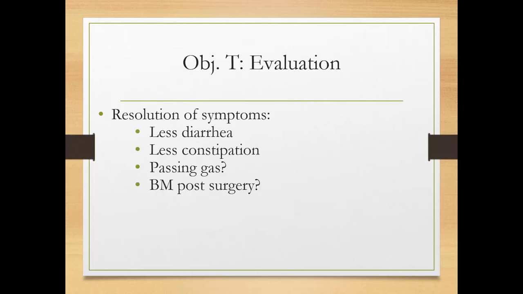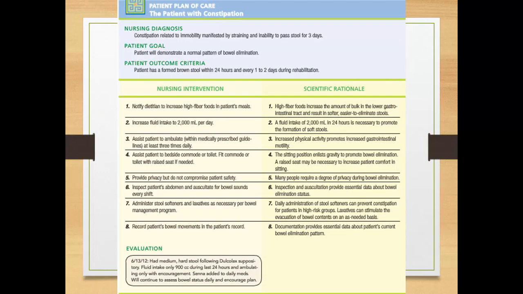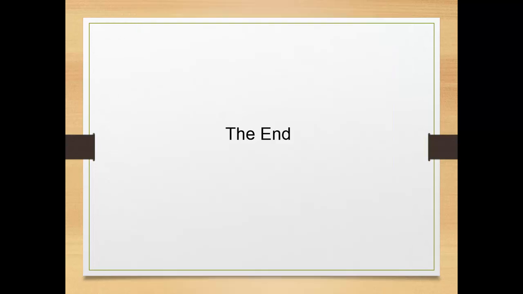Next, we evaluate if our goals have been met. If not, restate the goals and interventions with needed revisions. And this is an example of a nursing care plan for a patient with constipation. Review it closely for a good example of how to properly write a nursing care plan. This can also be found in your Craven text.